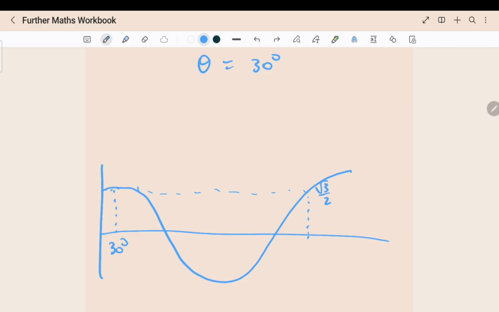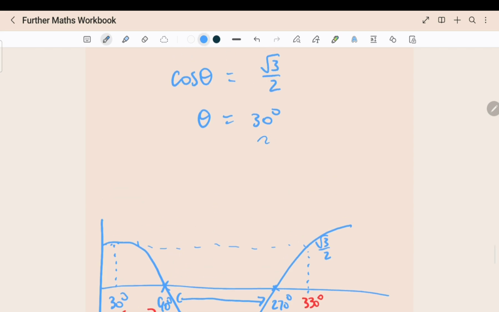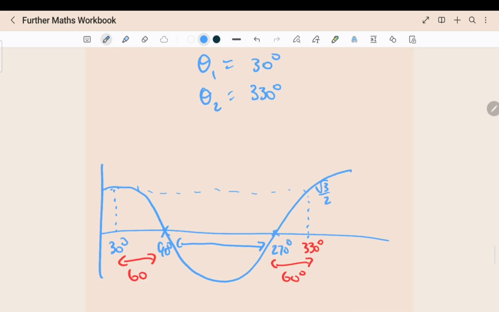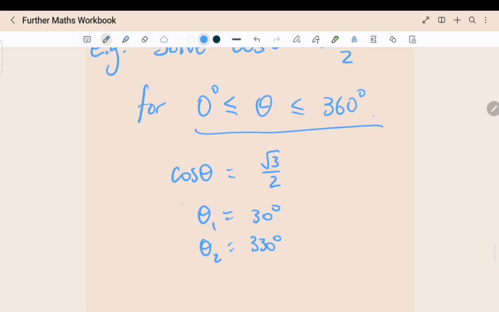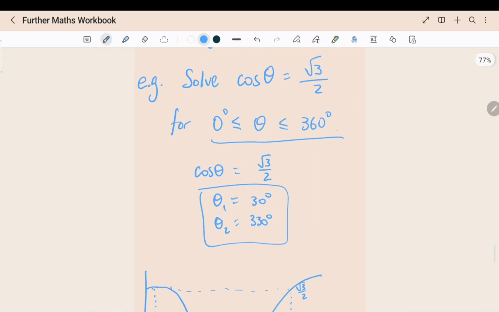And the answer is, if we have 90 degrees here, because cos 90 is 0, and then we have 180 degree separation here to get to 270, the distance between 90 and 30 is 60. Therefore, the distance between this and that will also be 60. So this point will be 330 degrees. Therefore, our second solution is 330 degrees. And there are infinitely many solutions, but because we are bounded by this range, we can just say these two are my solutions.